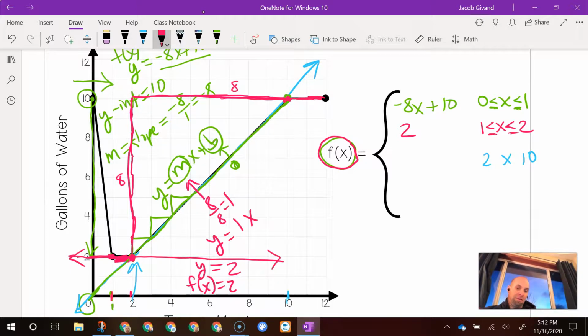I don't even need the 0. Remember, y is the same as f of x, so we're just going to put this right here. So f of x, y equals 1x, so it's just 1x.